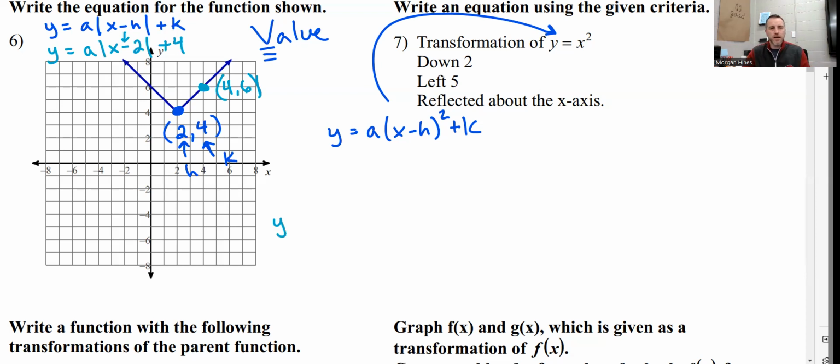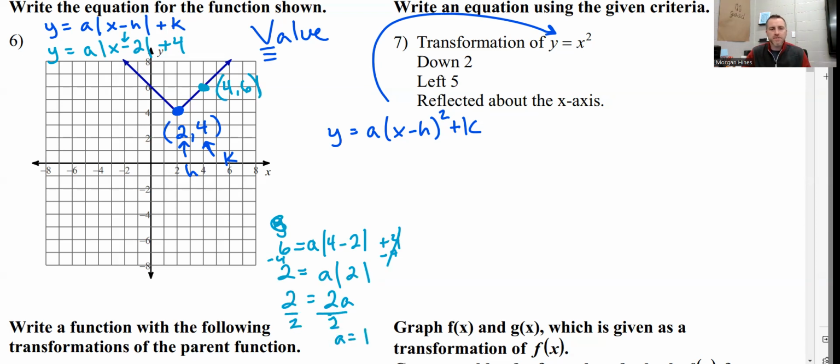So you have y, 6 equals a times the absolute value of 4 minus 2, plus 4. So I'm going to move this 4 to the other side. Subtract 4, gone. So you get 2 equals a times the absolute value of 2. What's the absolute value of 2? It's just 2. So you get 2a equals 2. Divide by 2 on both sides, and you found out that a is in fact 1. And so that's our equation. Easy as pie, right?